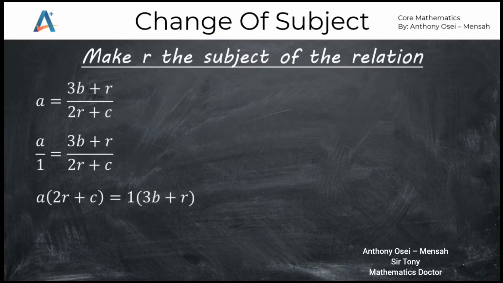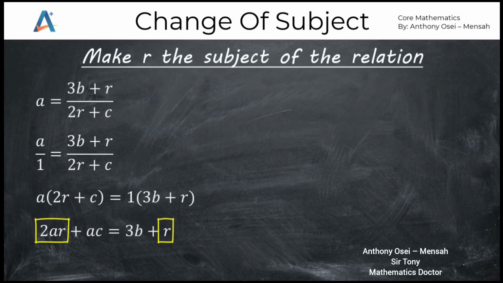Now let us expand. A will multiply 2r, making it 2ar. Alphabetical order of arrangement. Now still a multiply positive c to make it plus ac. Then our equal sign, 1 times this will be the same number because 1 times any number is the same number. So we have 3b plus r as our expansion. There are no brackets. We just have to go ahead and look for our subject. Now the subject is r. The terms which contain the subject are 2ar and this r itself.